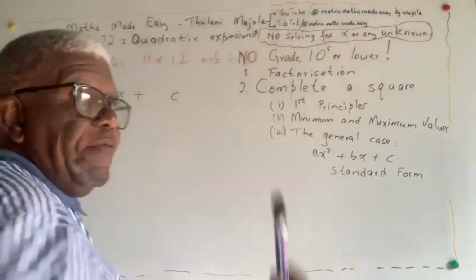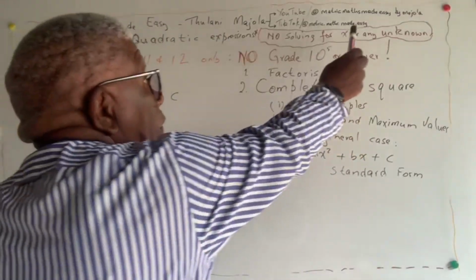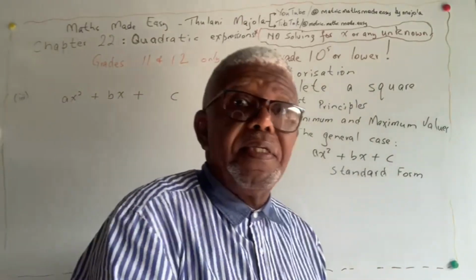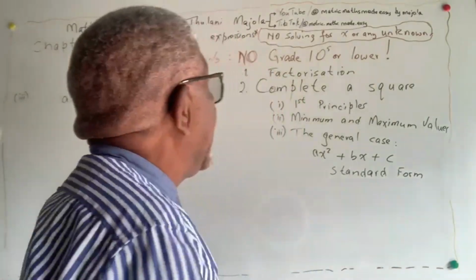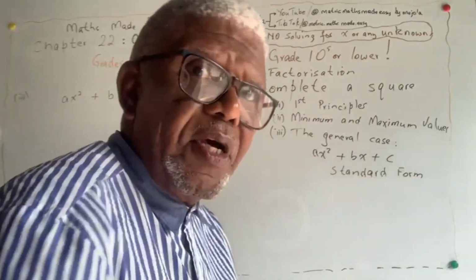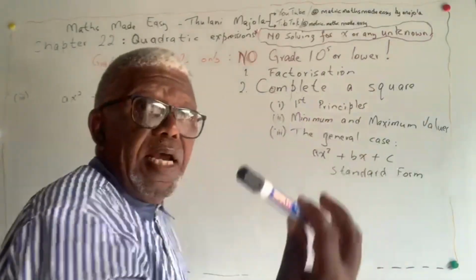What I just want to emphasize also, when we're dealing with quadratic expressions, there was no solving for x or any unknown. So there was no equal sign. It's not an equation. All we did was go through factorization. I did a lot of examples on how to factorize the expressions, and then I even taught you the L method.